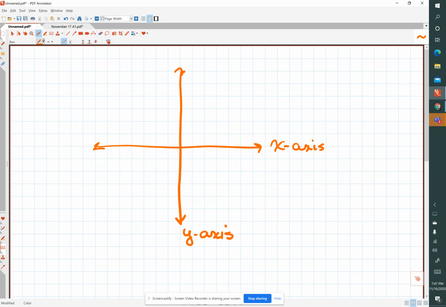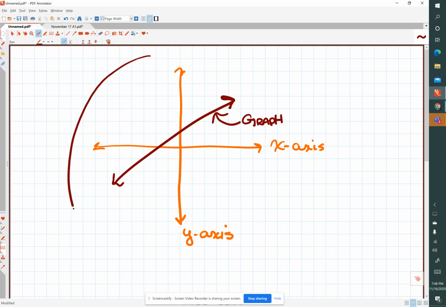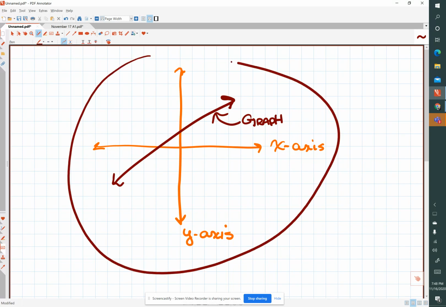Okay, and I take another color, and I draw something like this. This dark reddish purple line. This is the graph. Okay? This whole thing, the orange X and Y axis on the grid, that whole thing is the coordinate plane.